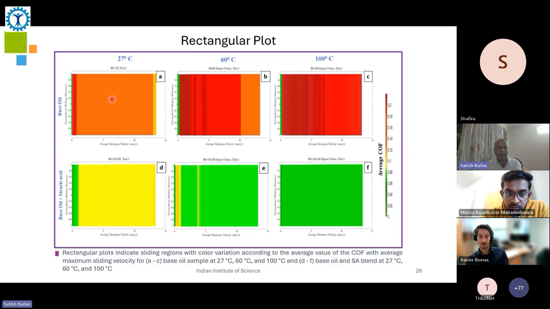You can see that at 27 degrees with base oil, the friction is relatively high. And when I put base oil plus stearic acid, you can see the friction drops significantly, but at 100 degrees, the effect is much more. So with a simple visual map, I can say that at this particular temperature and with stearic acid, I can get much better lubrication characteristics.